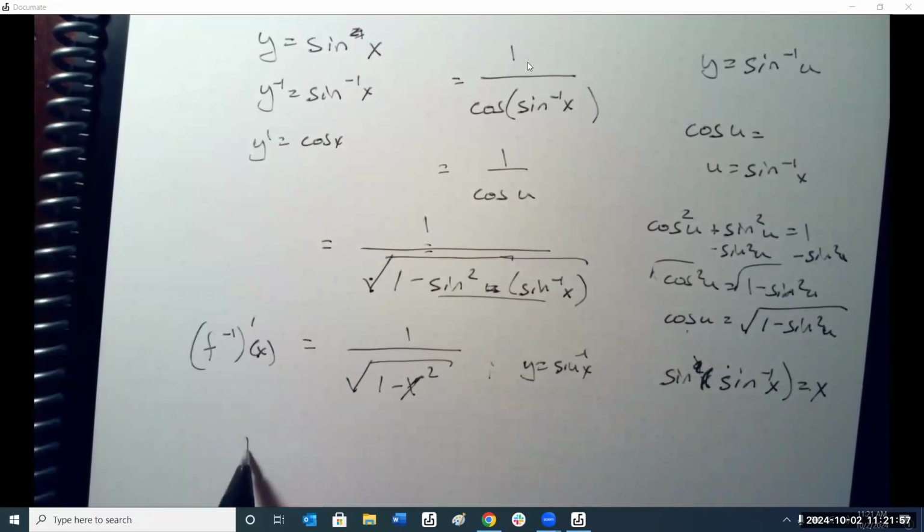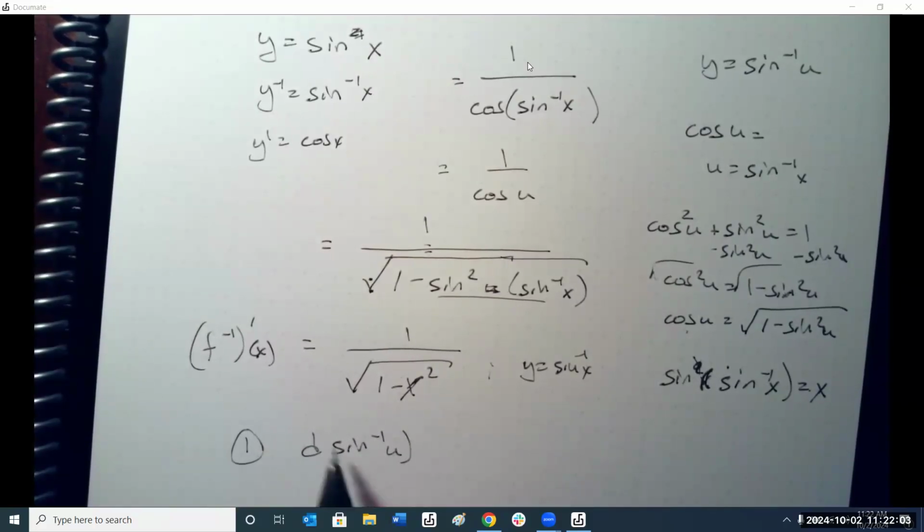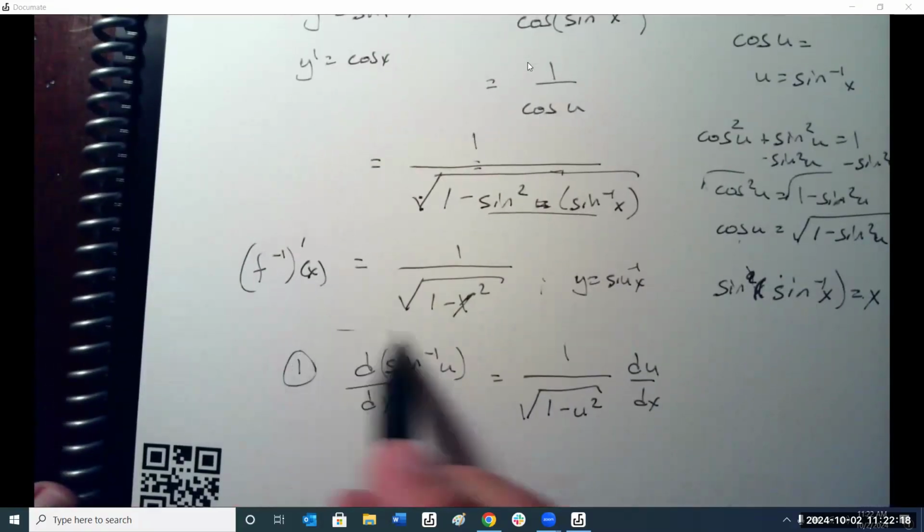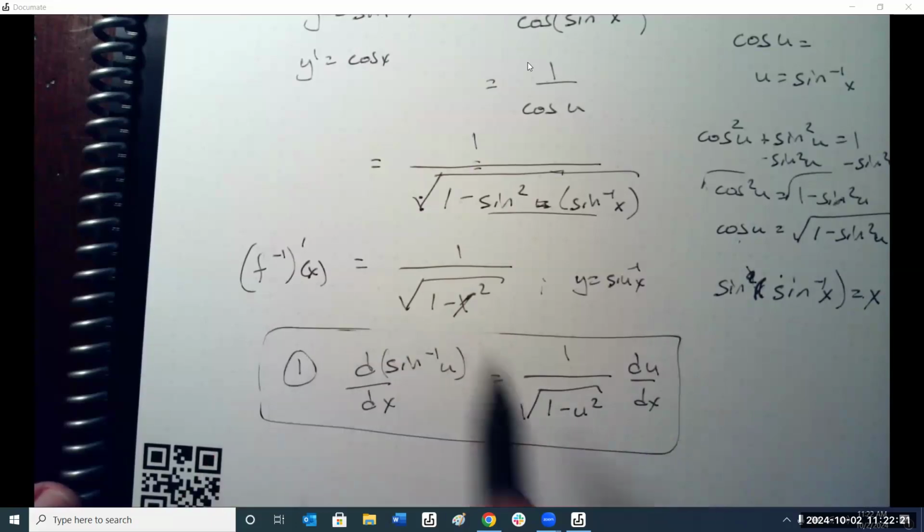So here's our first formula. The derivative of the inverse sine of u with respect to x is equal to this: 1 over the square root of 1 minus u squared, times du dx. That's the formula we'll be using.